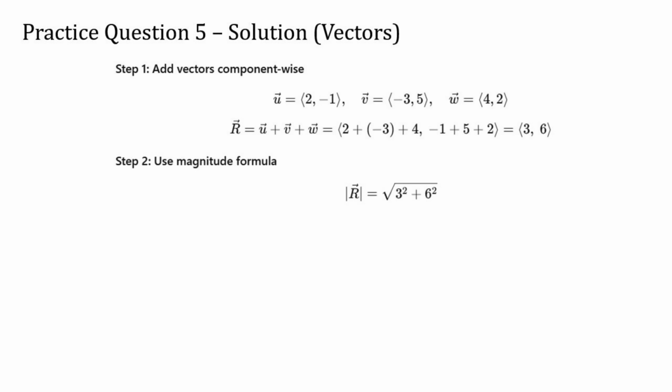Next, we apply the magnitude formula for a two-dimensional vector. The magnitude is found by taking the square root of the sum of the squares of the two components. Finally, we simplify. The sum of 9 and 36 is 45, and the square root of 45 is the magnitude of our vector. So, the final answer corresponds to option D.